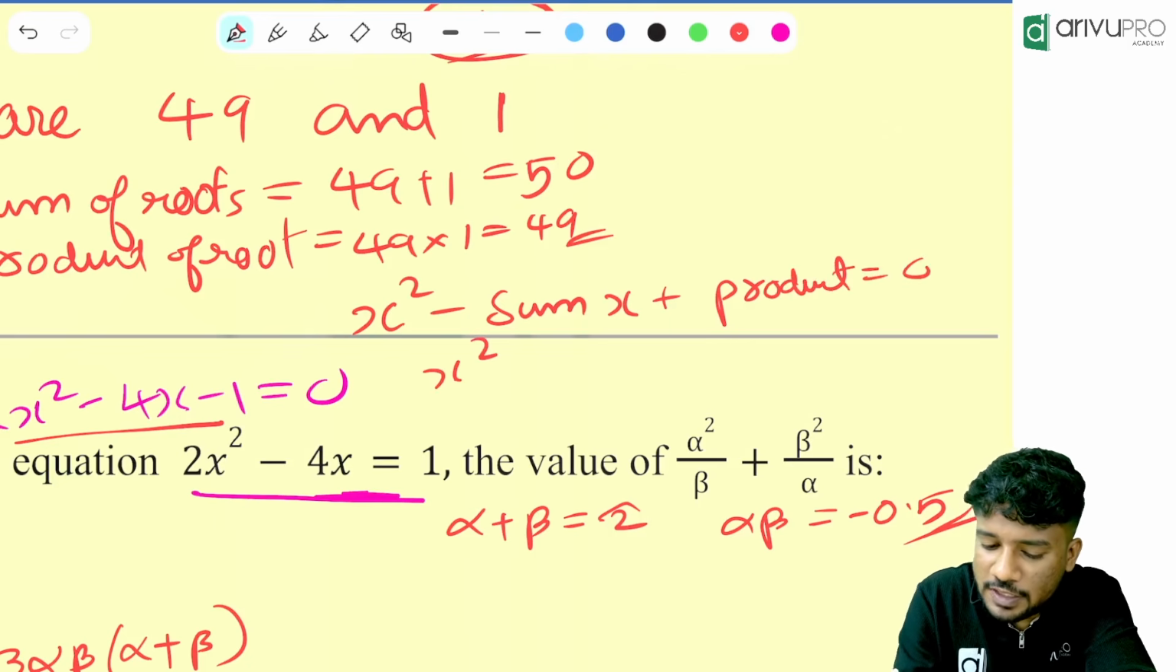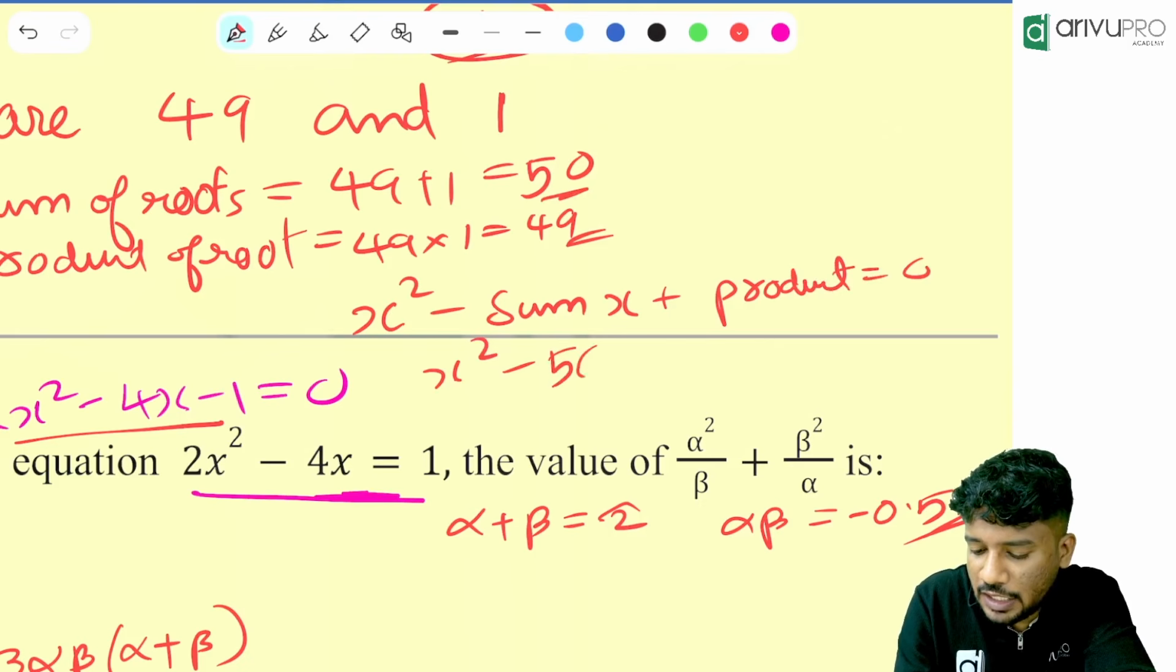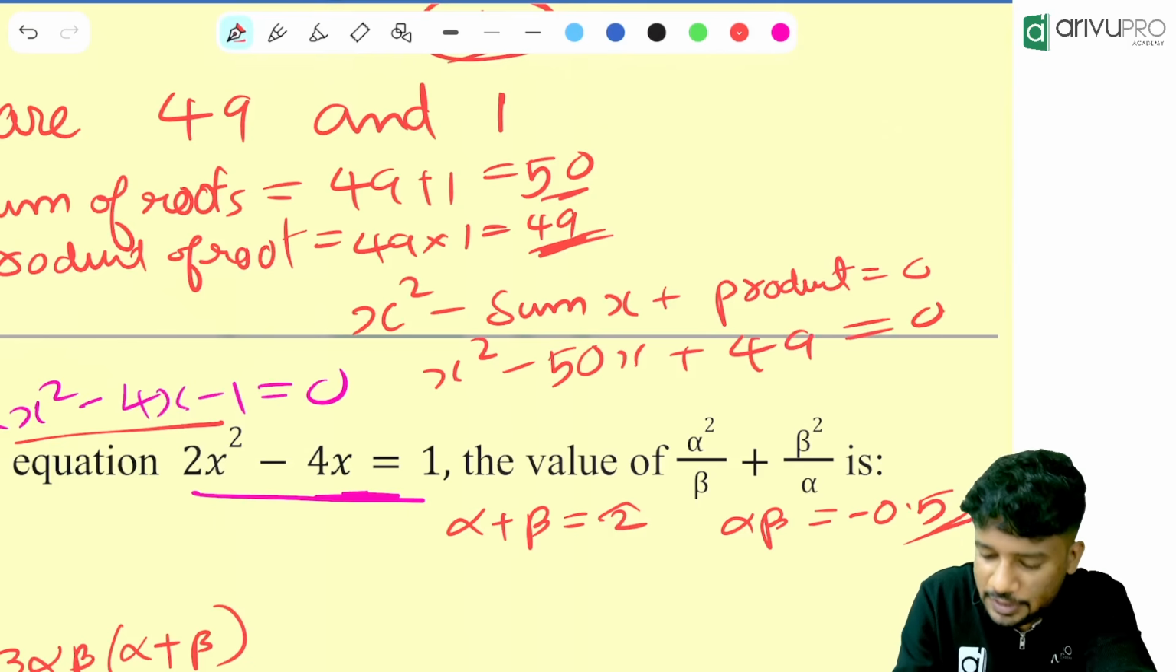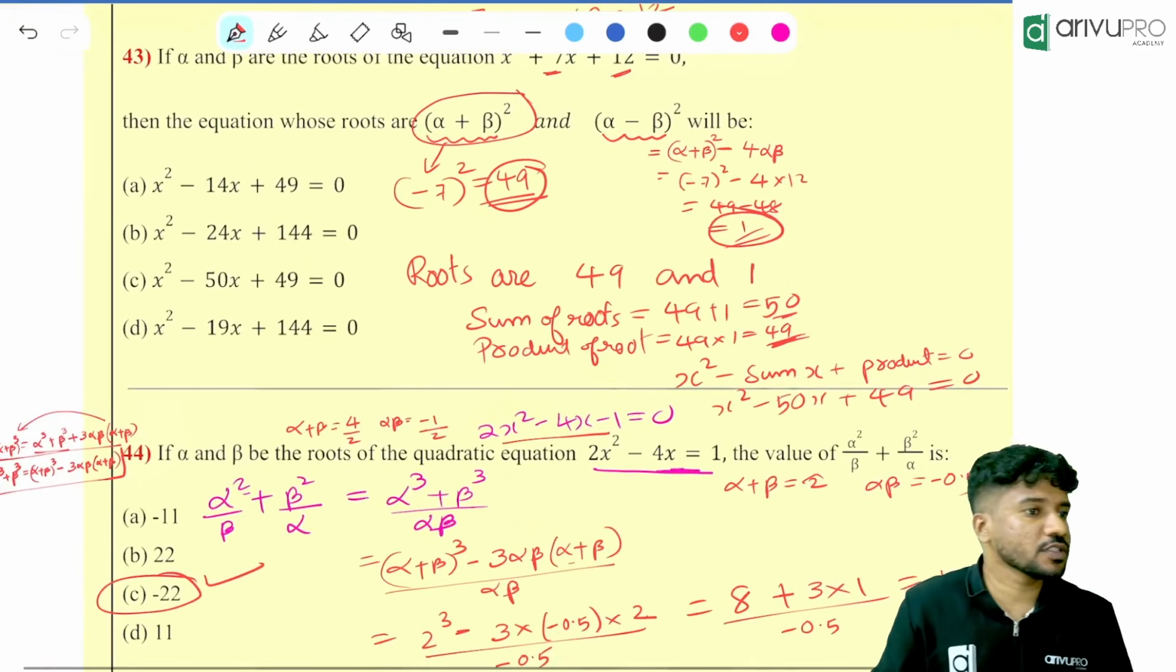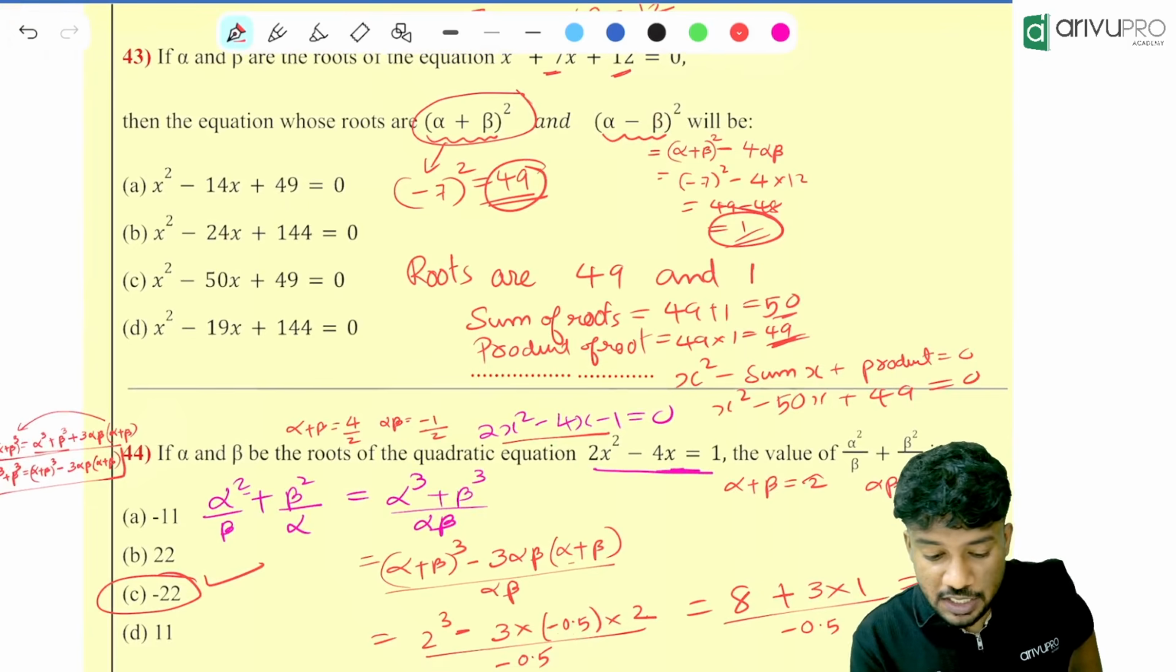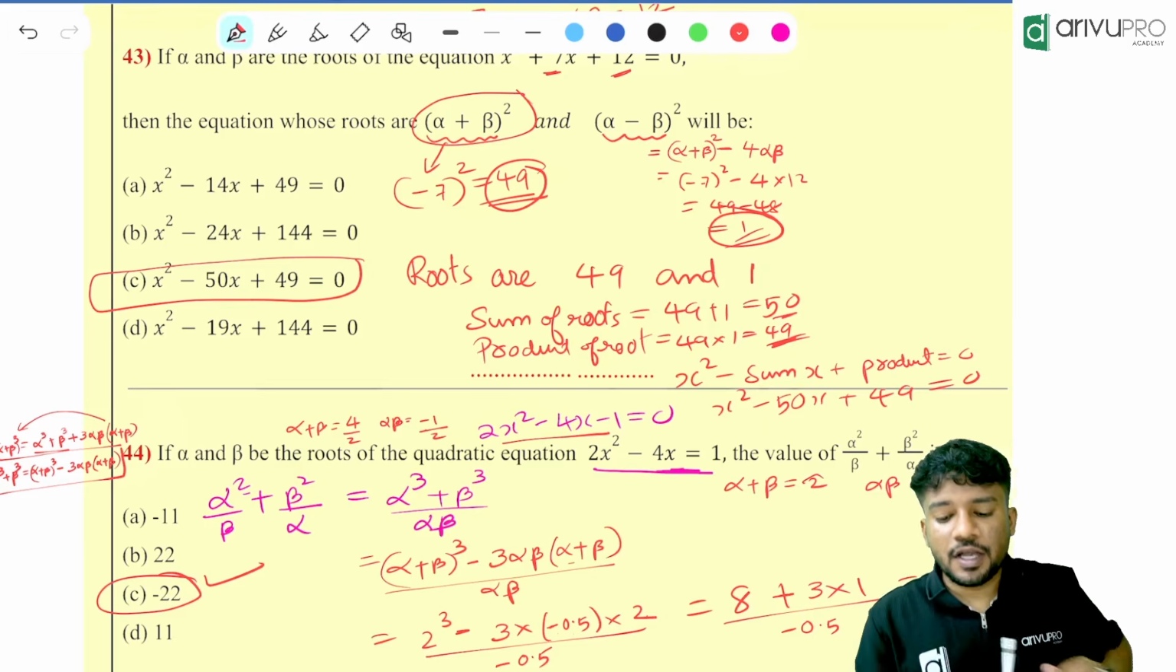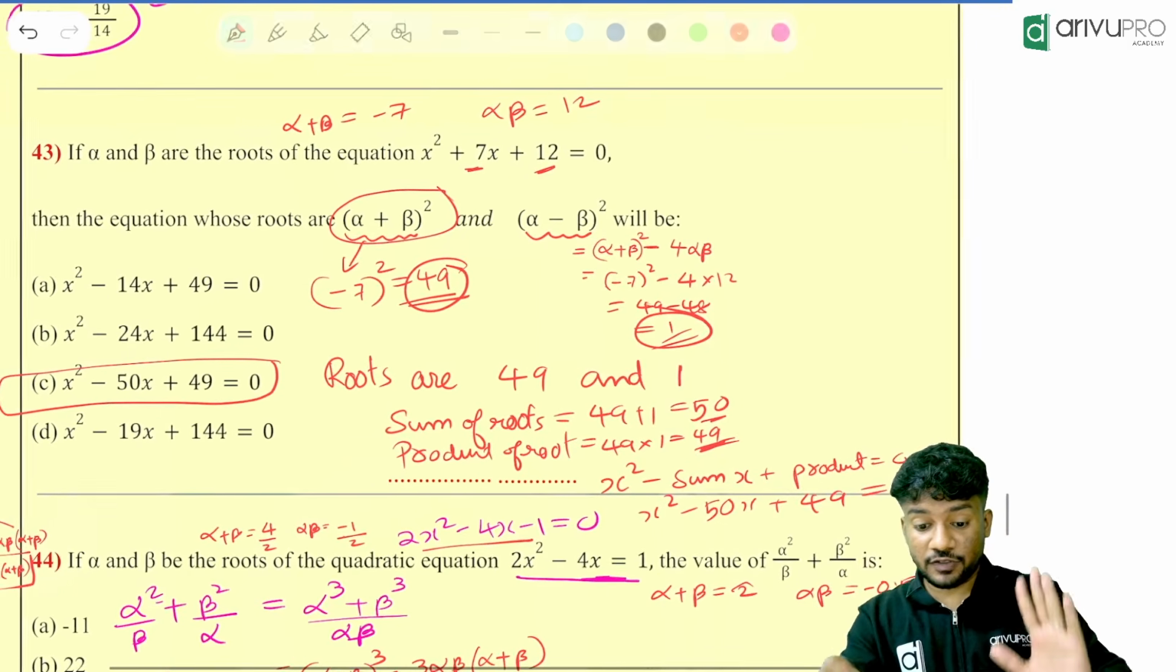X square. What is sum over here, people? 50. X plus product is how much over here, people? 49 is equal to 0. Looking at that, which option is your answer, people? Option C. Understood the method? I will just re-narrate everything.